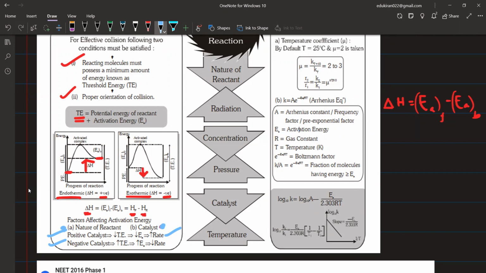Positive catalyst डालने से क्या होता है? Rate of reaction बढ़ जाता है. Negative catalyst डालने से rate of reaction घट जाता है. As simple as that. Okay.